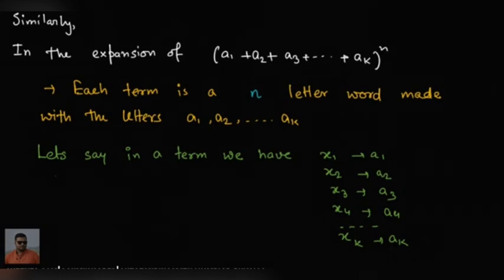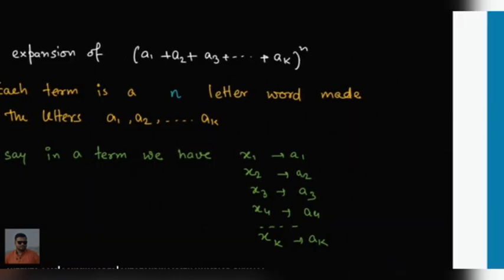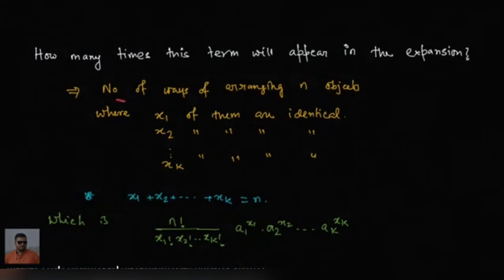Now let us see how many times this specific case, where we have x1 a1, x2 a2, x3 a3, how many times this type of word reappears in the expansion. It's nothing but the number of ways of arranging n objects. We have n objects, but x1 of them are identical because they all are a1, x2 of them are also identical, they all are a2. Similarly, xk of them are identical and they all are just ak.